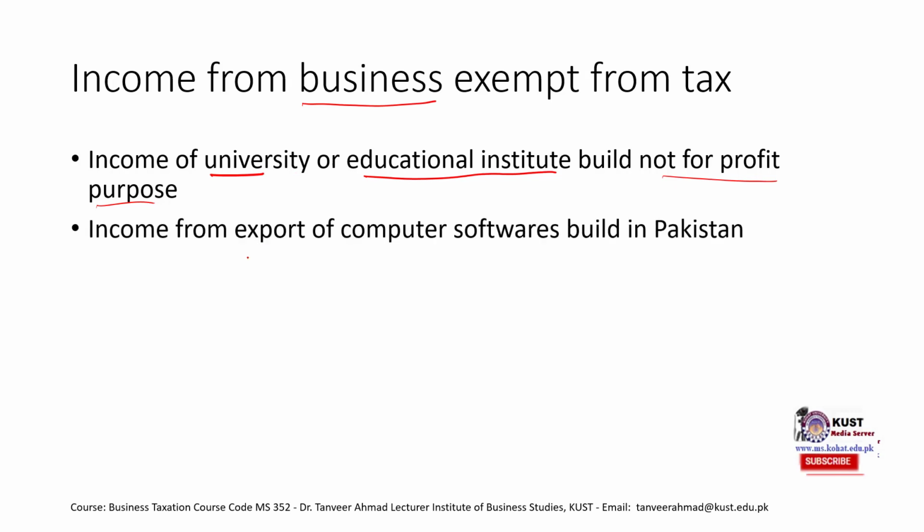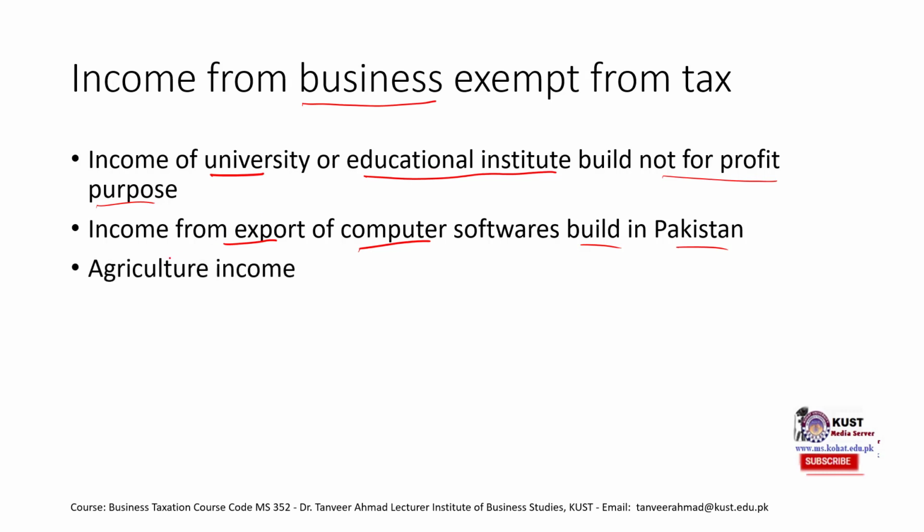Then income from the export of computer software built in Pakistan is again exempted. Certain types of industries are protected. They are given subsidies because the government wants to promote them. The government might want the software houses to flourish. So if they are exporting certain computer software, and that software is built in Pakistan, their income would not be considered as income from business, and it would be exempted from taxation.